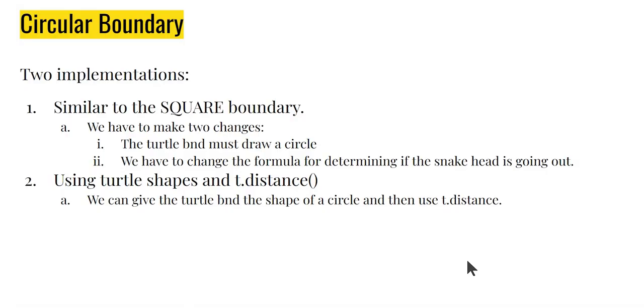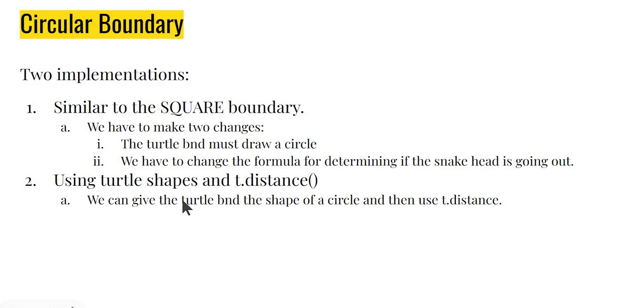Now, really, it turns out that there are two possible implementations for this when it comes to a circular boundary. First implementation is really just an extension of the implementation we saw for a square boundary. Basically, we will just get two changes made. We will get the turtle BND to draw a circle. We'll see the radius of the circle in just a moment. Also, we'll have to update the formula to determine if the snake head is inside or, let's say, going out of the circle. This is method number one, quite similar to the previous one that we have done.